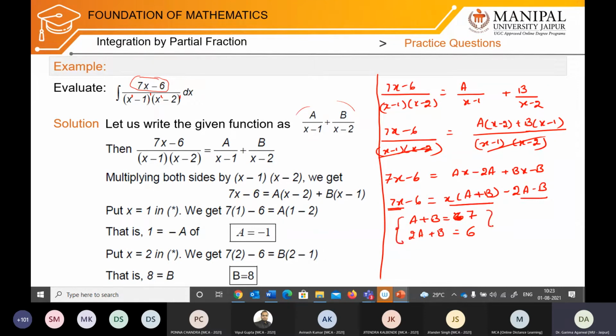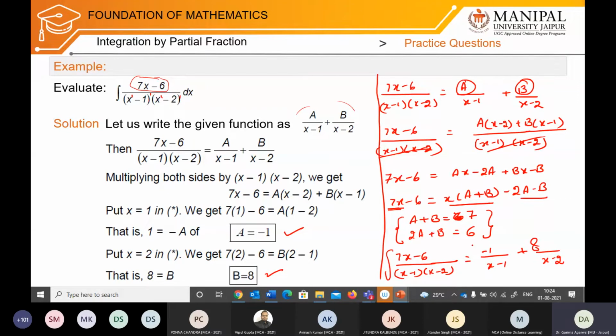Now solving these two equations we can find the values of a and b. That is a equals minus 1 and b equals 8. Then we'll substitute the values of a and b over there. That means 7x minus 6 upon x minus 1, x minus 2 is equal to, the value of a is minus 1 and the value of b is 8.